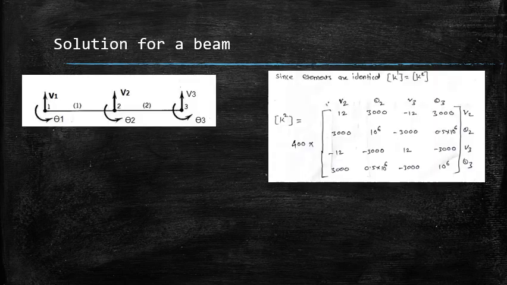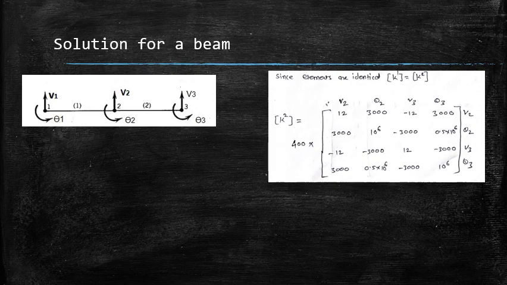Since this K represents stiffness of element, and since both the elements are exactly identical, you can see it from the problem, this K2, that is the stiffness matrix for element number 2, is exactly identical to that of element number 1. So K2 is equal to K1.